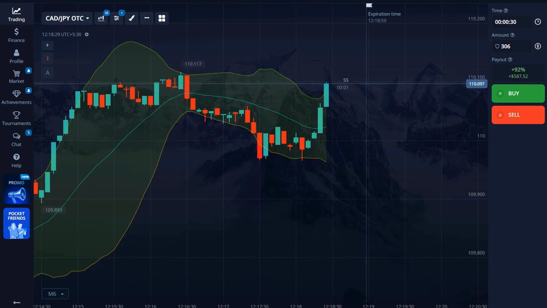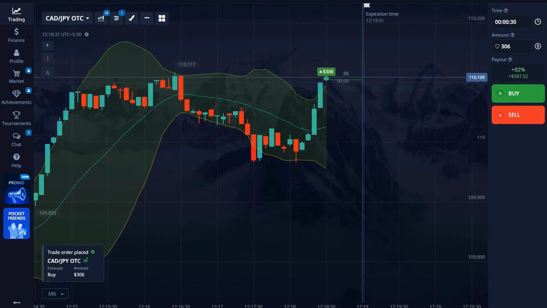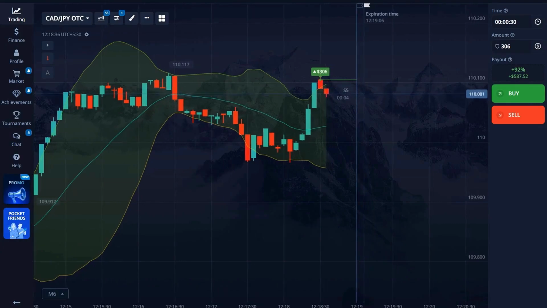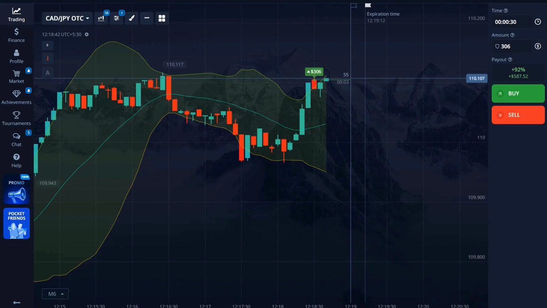You can see here that the market had been moving quietly with small candles. The Bollinger Bands were getting tighter and tighter. That's our compression phase, the calm before the storm. Then suddenly we get a strong green candle that closes fully outside the upper band. That's our clear breakout signal. So right at this point, I entered a buy trade for a 30-second expiry.